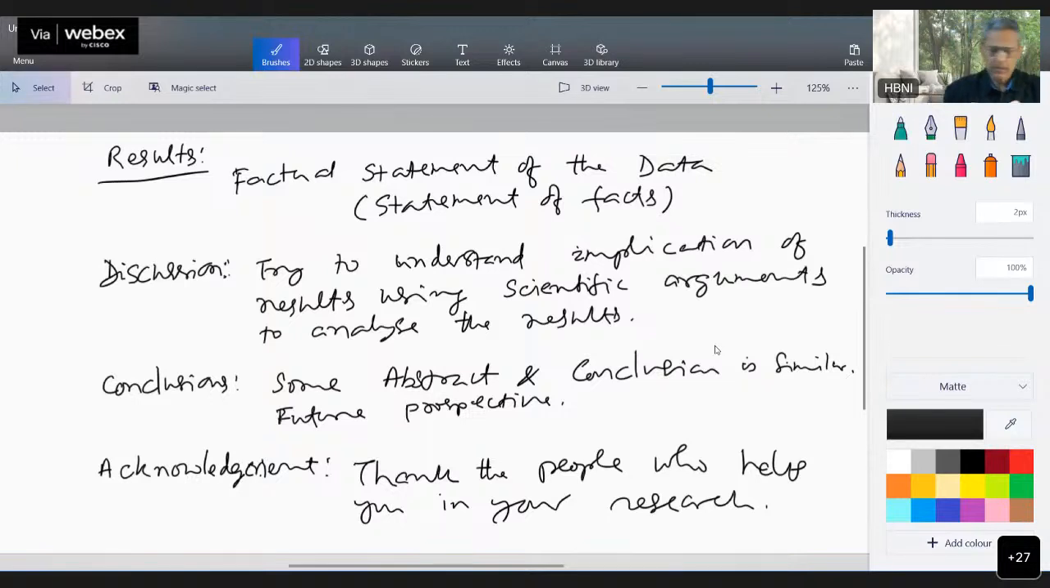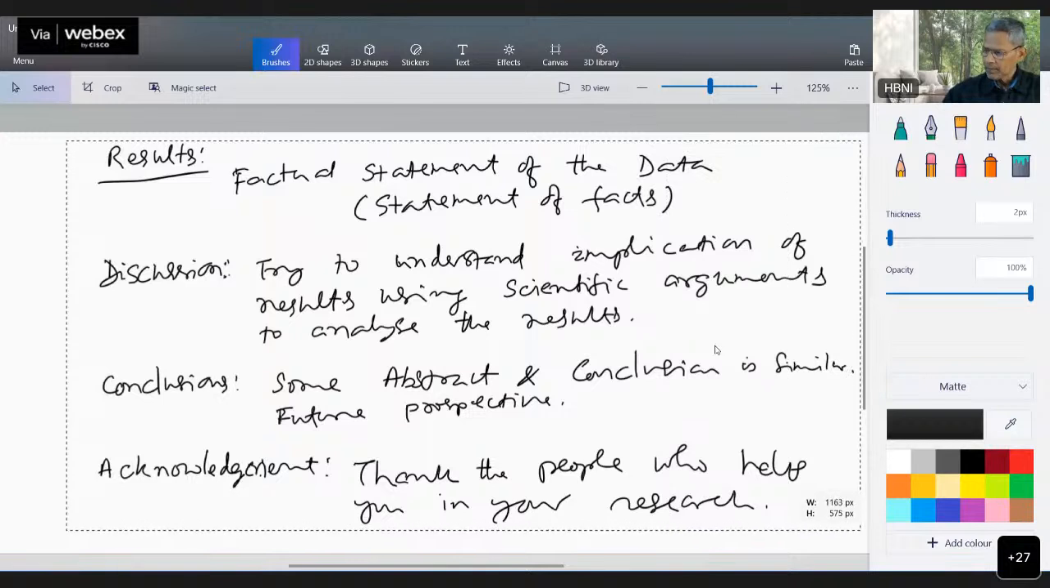How much time do you have? Achha. We are running short of time, so we'll go a little faster.